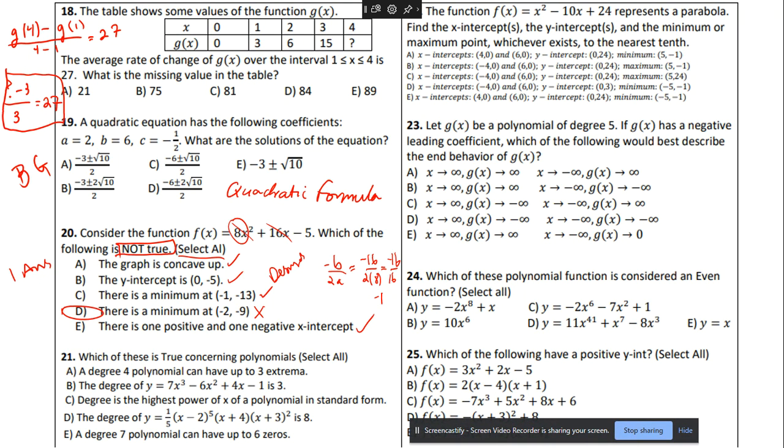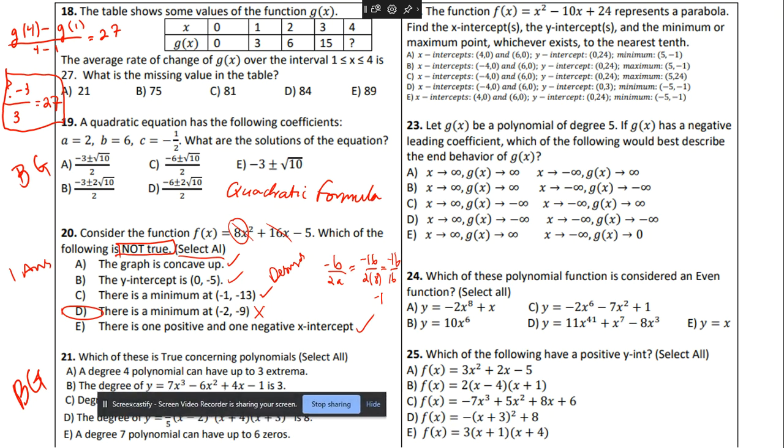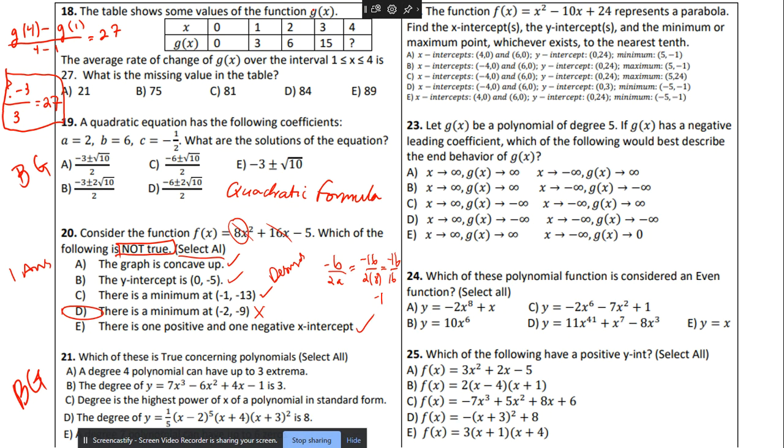Okay. 21, which of these is true? Another multiple select one, be careful with it. This is also your best guess question, because I didn't go through all of those. You're welcome to explore these concepts on your own. Let's see here, 22.